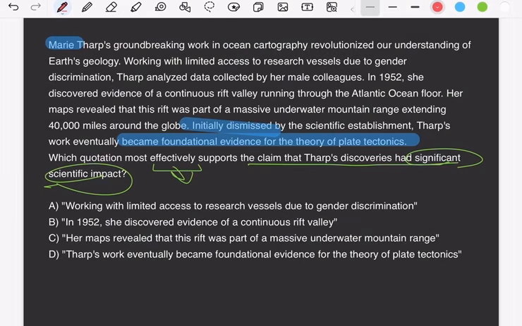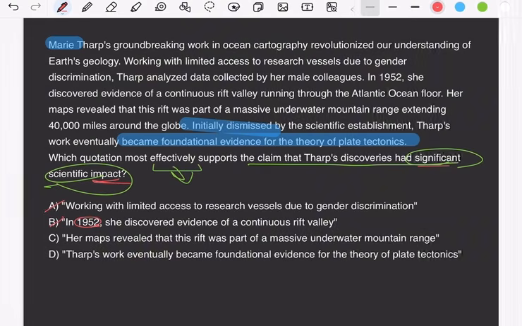So the first one is working with limited access to research vessels due to gender discrimination. Now, we see that this is not talking about the fact that it is a significant study, rather, it's talking about the obstacles that she actually faced. So I'm just going to eliminate that option. The second one is in 1952, she discovered evidence of a continuous rift valley. Now, this talks about the discovery date. It just shows what she found, but it does not show the impact. That is something we're looking for, right? I'm going to eliminate that again.